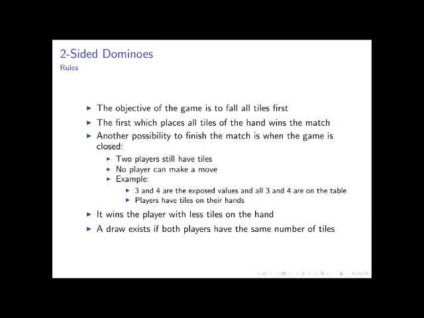For example, suppose that a 3 and a 4 are the exposed values on the table, and all 3s and 4s are already on the table. So players have tiles on their hands and they can't make a move. In this situation, the player with fewer tiles on the hand wins, and a draw exists if both players have the same number of tiles.